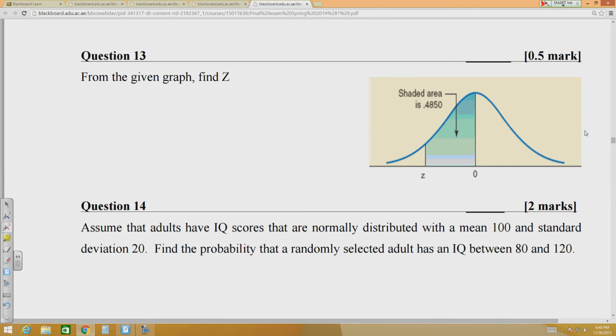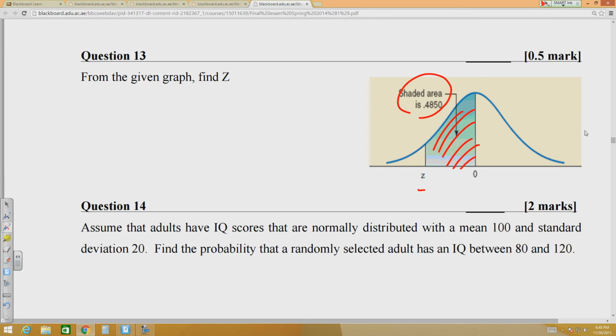This question, one of the questions of the final exam, is giving you the area. It's telling you that this area here, this part, is 0.4850. This is like a theoretical question to test if you really know how to use the table or not. It's not a real-life continuous variable or anything. So it's just a small piece giving you the area on the Z. All you have to do is go to the table, search for the area given, and then locate Z.